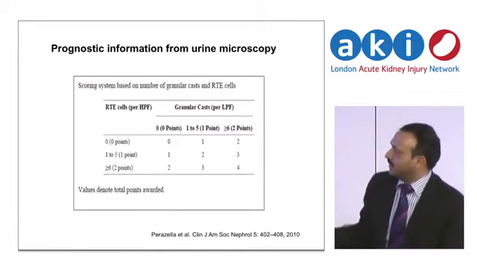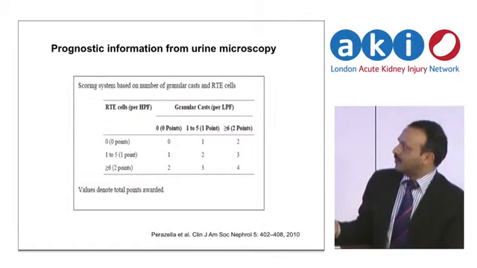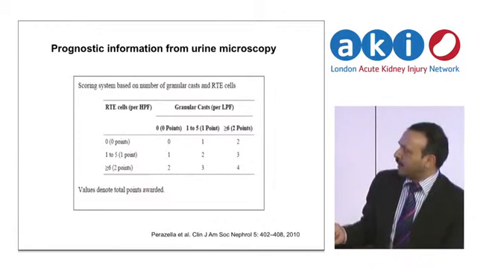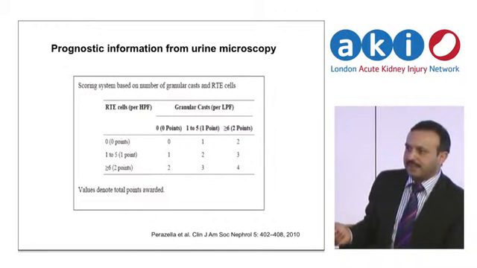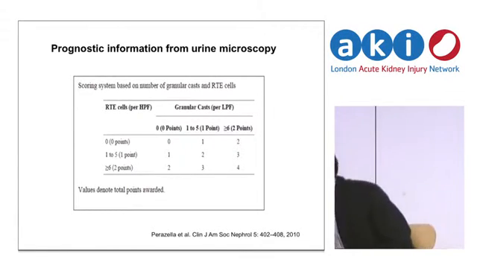This is what they use as a urine microscopy severity guide. They look at the renal tubular epithelial cells and the granular casts. If there are no epithelial cells versus 1 to 5 and more than 6 epithelial cells, and the same goes for casts, they score it 0, 1, and 2. And the score quantification has been graded.